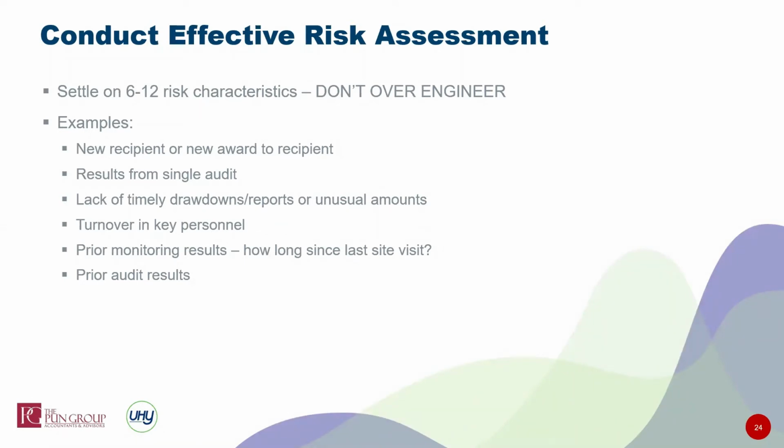Some examples of areas of risk are, is it a new recipient or a new award to that recipient? Think CARES Act, all of the funding that we just talked about. Those are all going to be new awards and new recipients. The other is results from the single audit, which we have as public information. Lack of timely drawdown or reports or unusual amounts, failure to submit their reports timely, turnover in key personnel. You can also look at key personnel spending personally, where they live, how they live potentially, or kinds of cars that they drive. Prior monitoring results, if they had findings in prior years, and how long since you last visited that site in person or did a desk review, and then any other prior audit results.